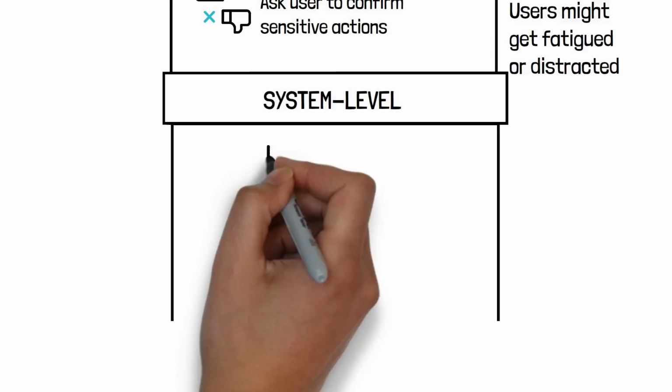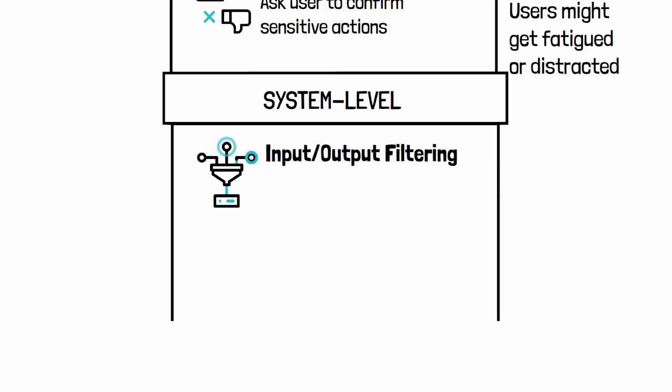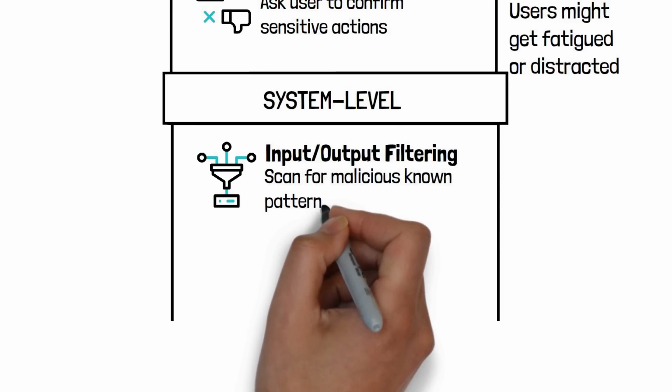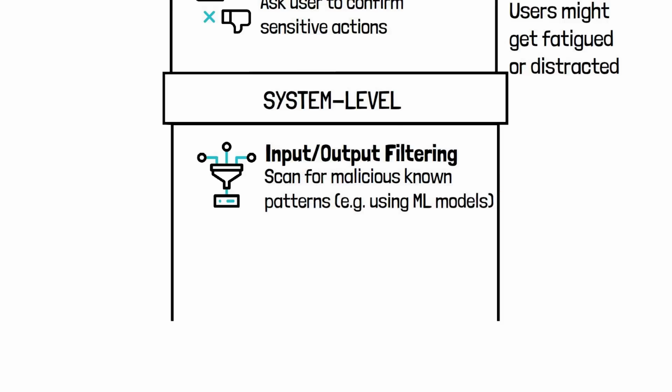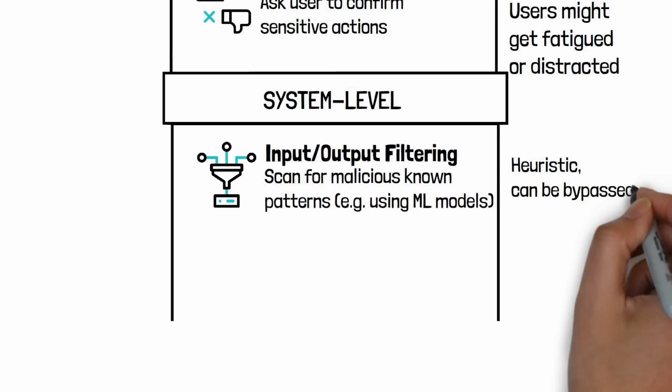The first is input and output filtering, using tools like LLM-based prompt injection detectors to scan for malicious patterns before prompts reach the model, or to catch dangerous outputs before they are used. Examples include systems like Azure Prompt Shields and AWS Guardrails. These mechanisms are useful for reducing the attack surface, but they are heuristic in nature and therefore can be bypassed.